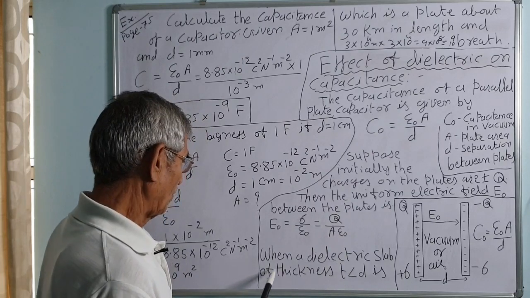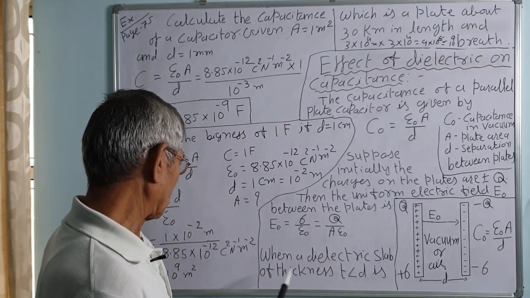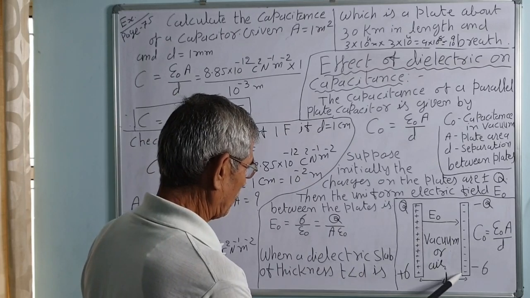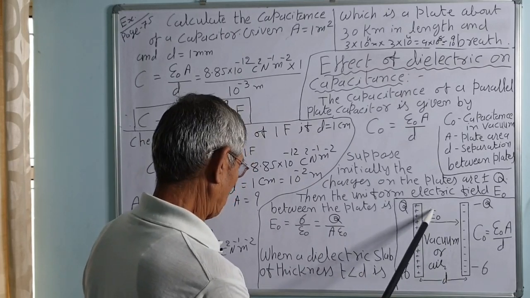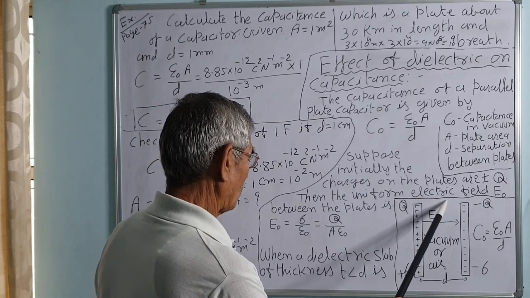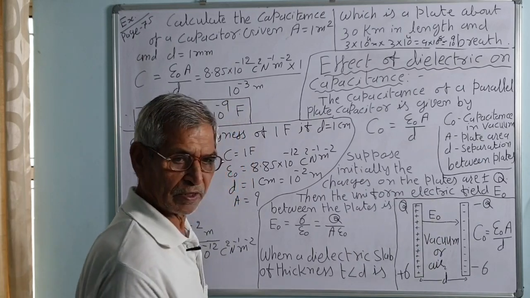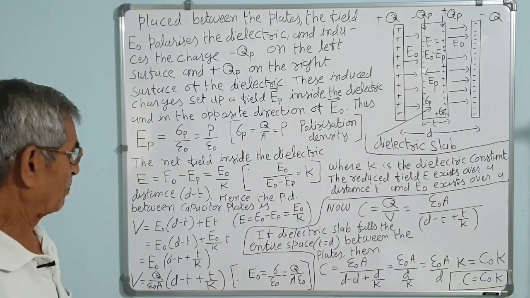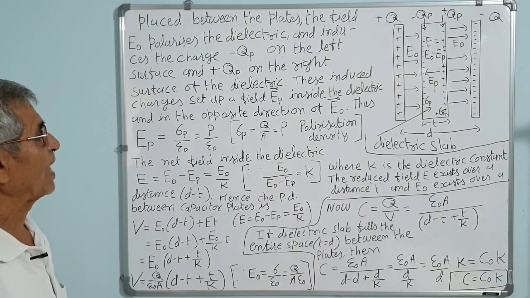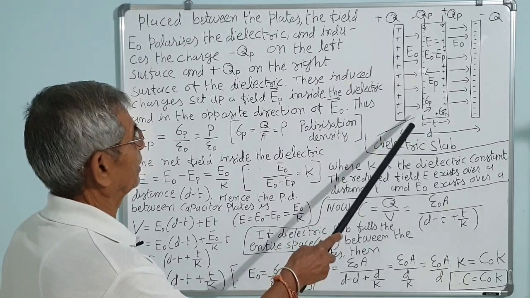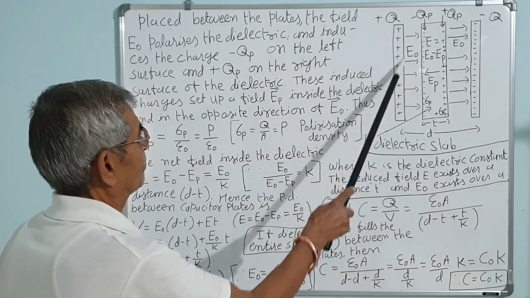upon epsilon 0. Now, what happens when a dielectric slab of thickness t less than d is placed? This is the distance d between two plates. If a dielectric, an insulator or non-conducting plate, is placed between the two capacitor plates, let us see what happens to the capacitance of a capacitor when a dielectric slab of thickness t less than d is introduced between the plates of a capacitor.